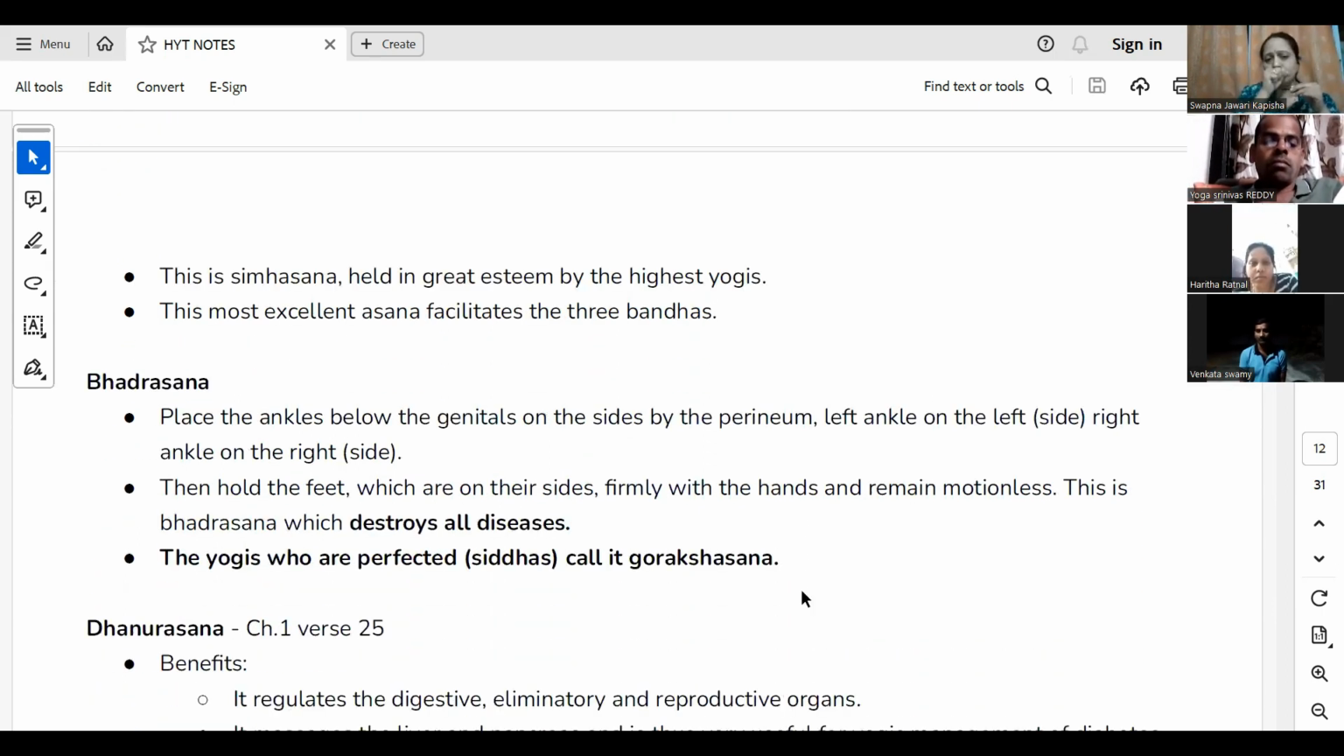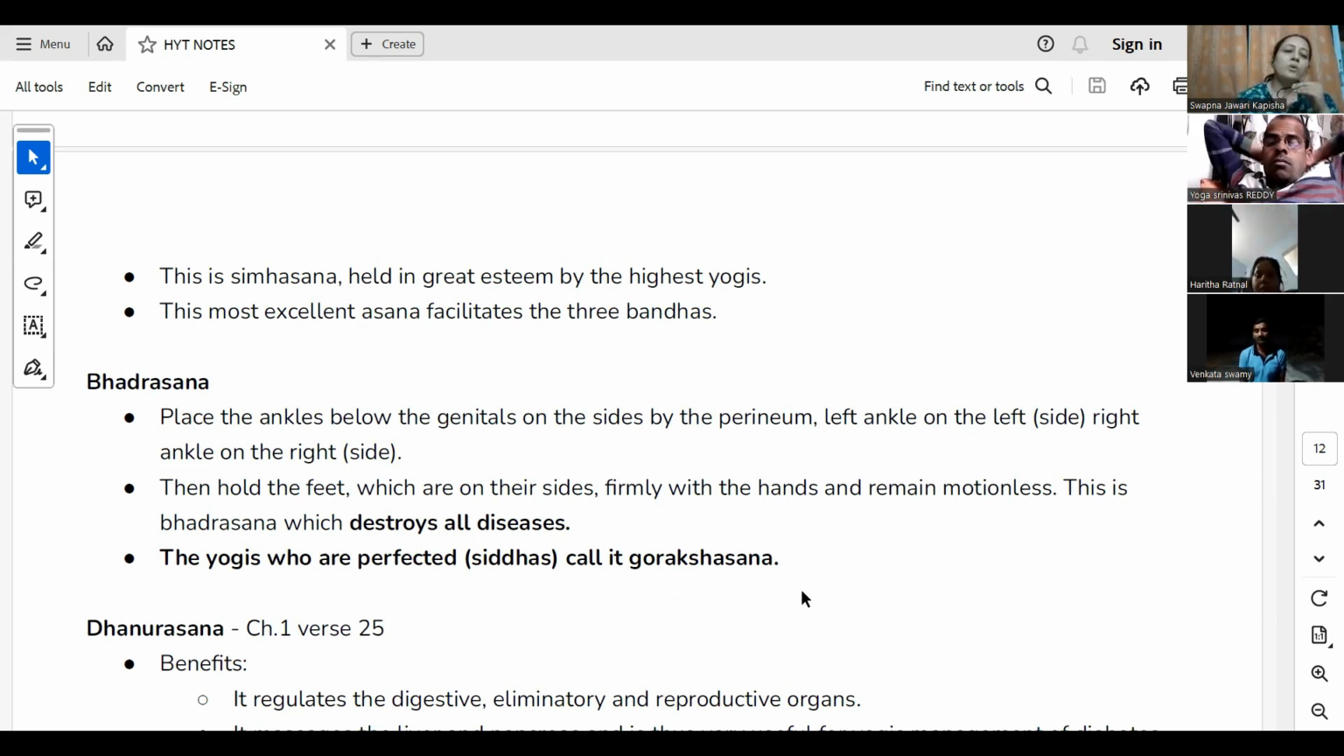Bhadrasana. It has been told that for a person who does Bhadrasana, Bhadra means happy, safe. It will keep your body safe. That means it will destroy all diseases. It will keep your body, your mind and your soul very carefully.